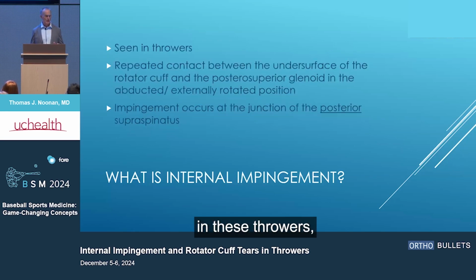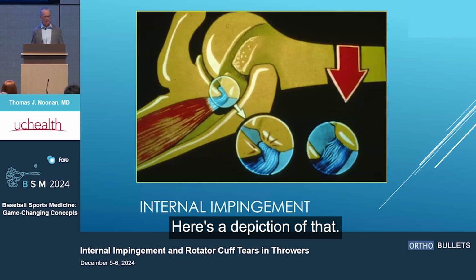In these throwers, what we're talking about, and Brandon alluded to this earlier, is contact between the undersurface of the rotator cuff and the posterior superior glenoid. And this occurs at the posterior aspect of the supraspinatus, okay, as opposed to your subacromial impingement. Here's a depiction of that.